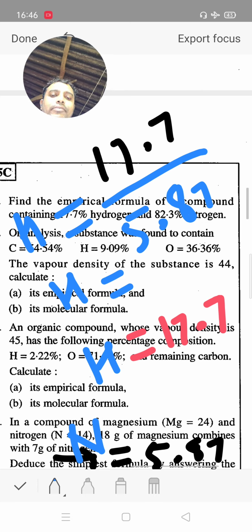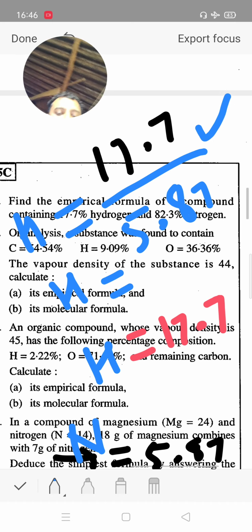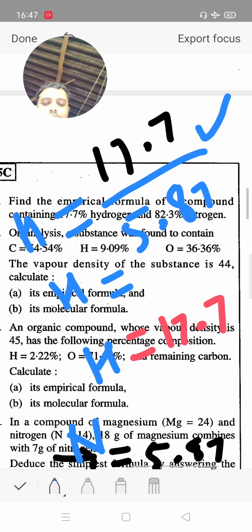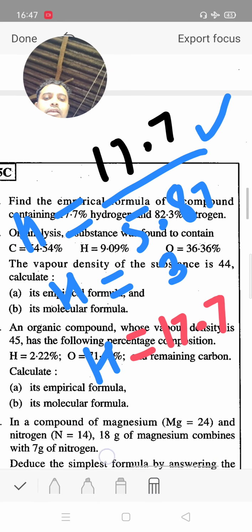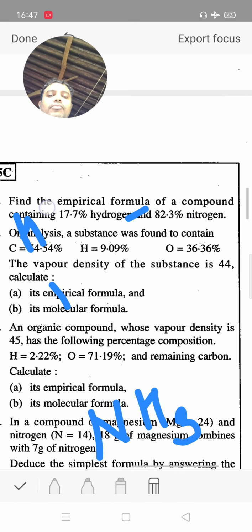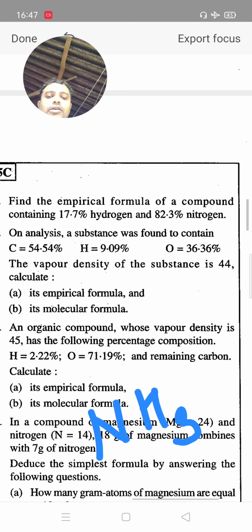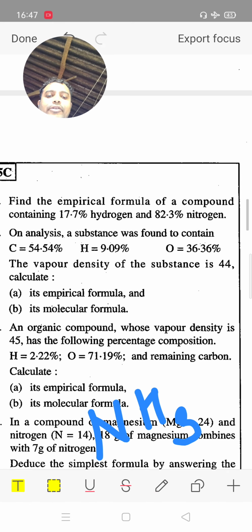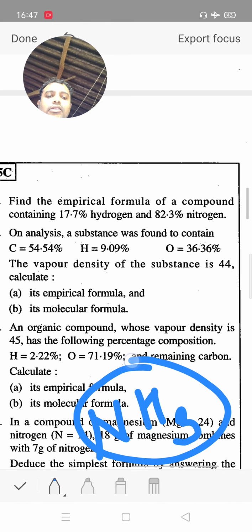Then divide by 5.87. We get 17.7 upon 5.87 is equal to 3. Then the compound has 1 nitrogen and 3 hydrogen. It is the empirical formula of this compound, which contains 1 nitrogen and 3 hydrogen.